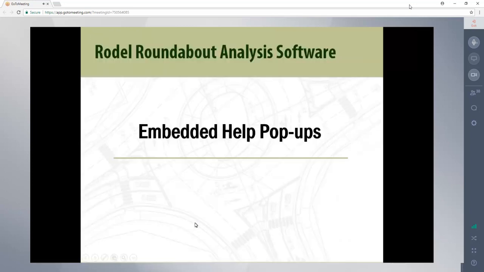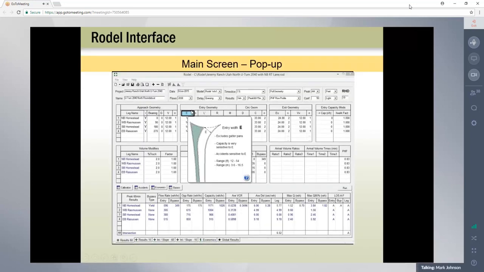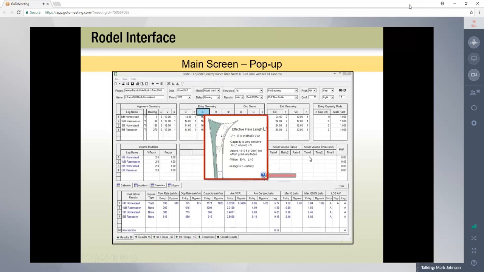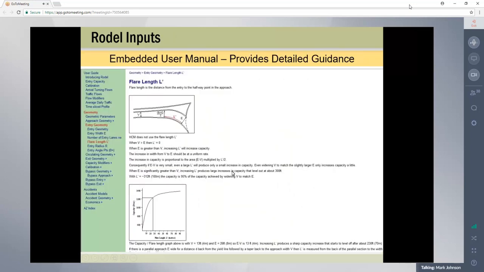Rodel includes embedded pop-ups, which can be useful reminders on what things mean, which comes in quite handy as you're getting to learn how to use Rodel, or if you put it down for a number of weeks or months and come back to it, as well as the online user manual that you can click through to also find information in more detail.